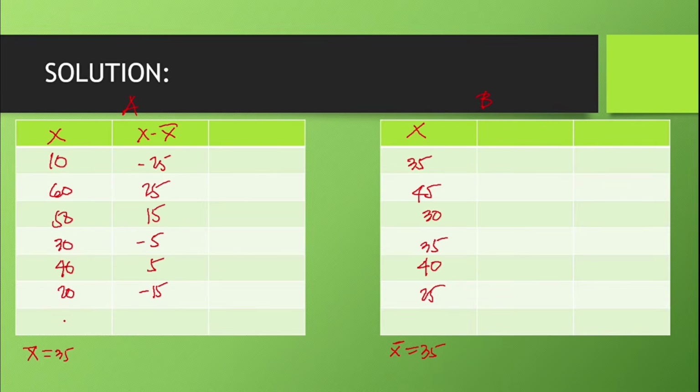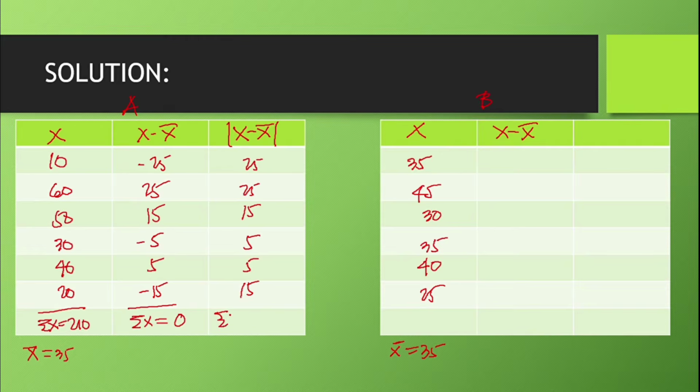So we're going to take the sum of these, and the sum is equal to 0. Also for this one, we have to find the mean, x minus the mean, which is 35. Let's finish this one first. So x minus the mean, then take the absolute value. The absolute values are 25, 25, 15, 5, 5, and 15.